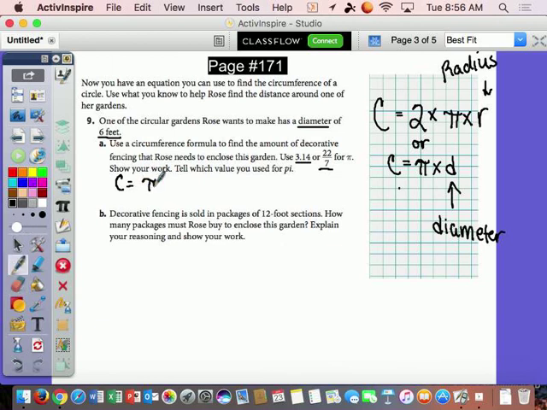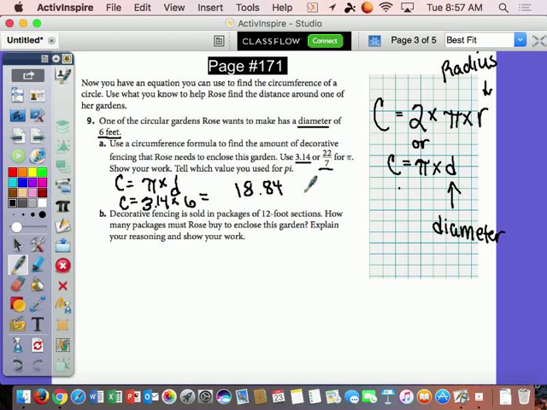pi times D. And that means that I'm going to use 3.14, and I'm going to multiply that by 6. So what is 3.14 times 6? 18.84. And does this represent feet?